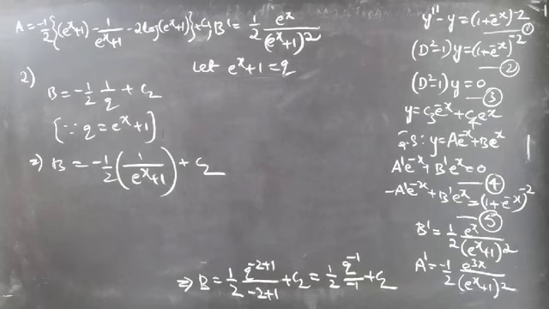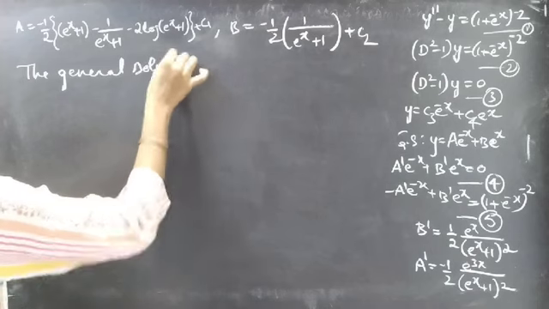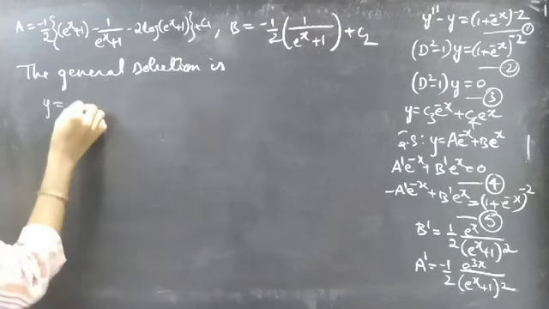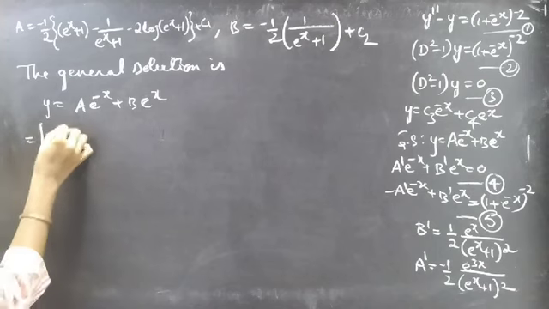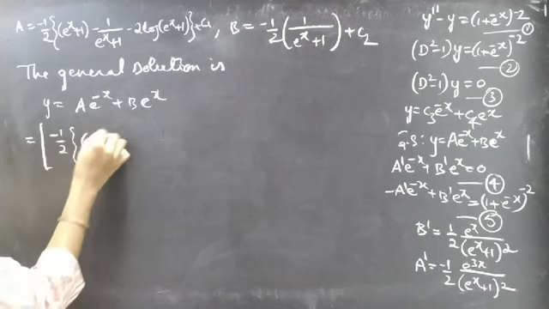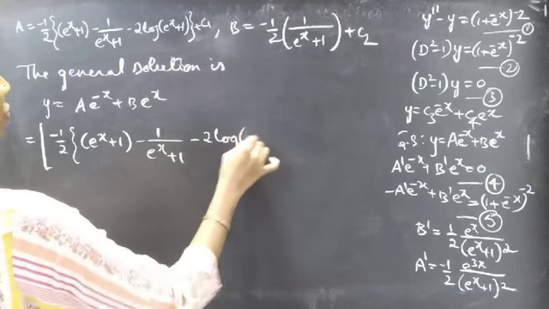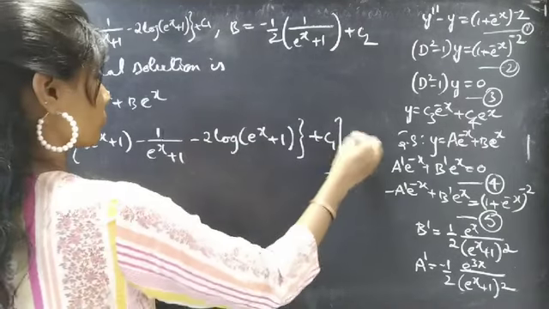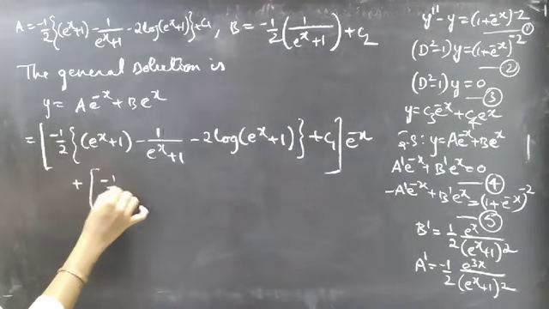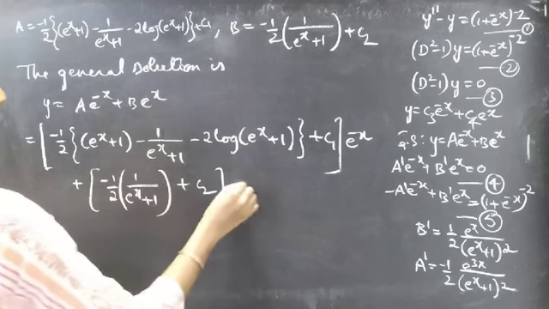Let's now write the general solution using y equals a e power minus x plus b e power x. The general solution is given by y equal to a e power minus x plus b e power x. Just substitute a and b here. We have a, minus 1 by 2 of e power x plus 1 minus 1 by e power x plus 1 minus 2 log of e power x plus 1 plus c1, into e power minus x, plus b, minus 1 by 2 of 1 by e power x plus 1 plus c2, into e power x.